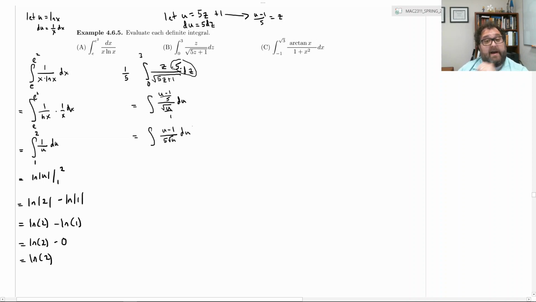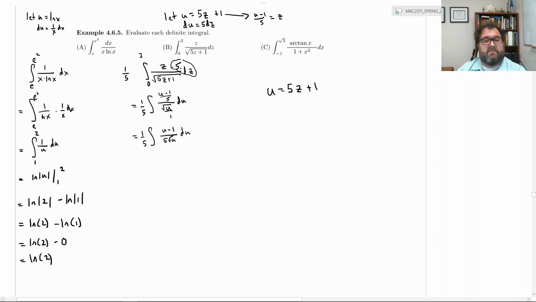Now, I forgot to update my limits of integration. I left them blank there, which is good. And by the way, I forgot to bring along my 1/5 out front. Kind of getting ahead of myself here. Let's talk about the limits of integration. So my original substitution is u equals 5z plus 1. So I need to use this to update my limits of integration.